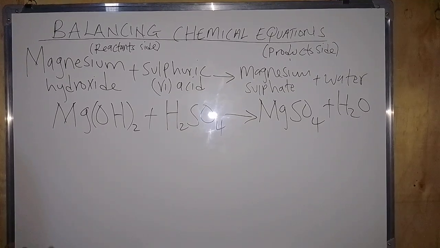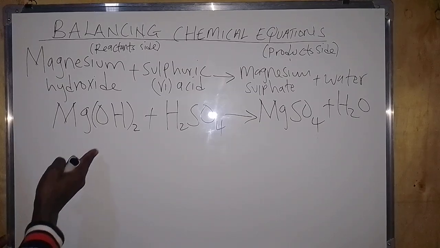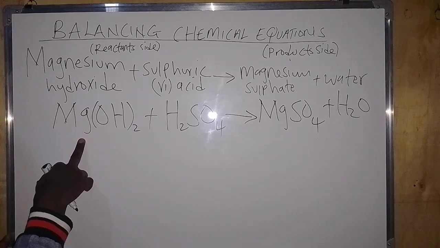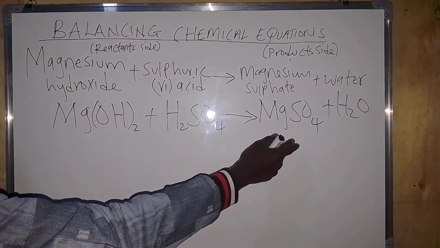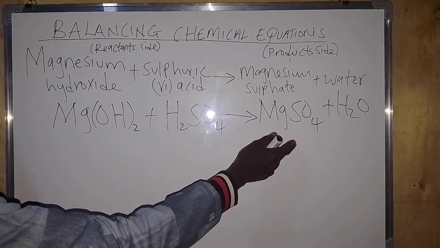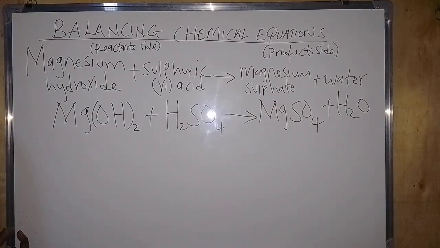So balancing the equation here means that we must make sure that the number of atoms of each and every element that is taking part in this reaction must be equal on both the reactant side and the product side. So starting with atoms of magnesium. On the reactant side we have one atom of magnesium, and also on the product side we have only one atom of magnesium, which tells us that the atoms of magnesium are already balanced.